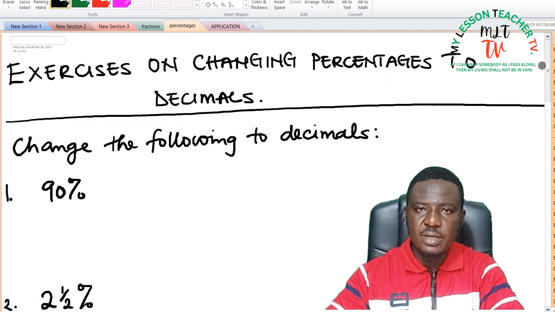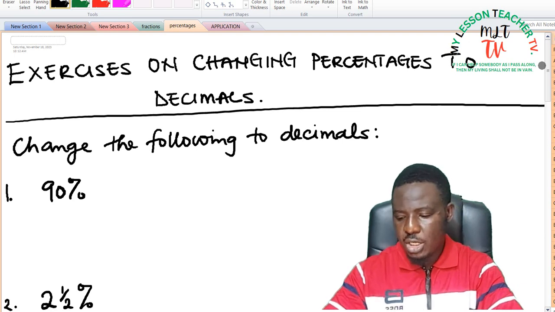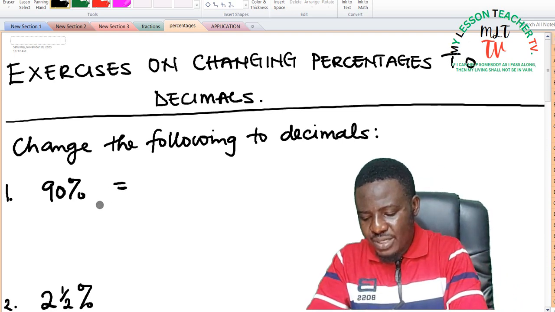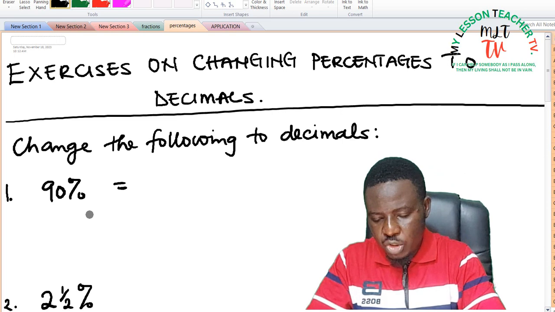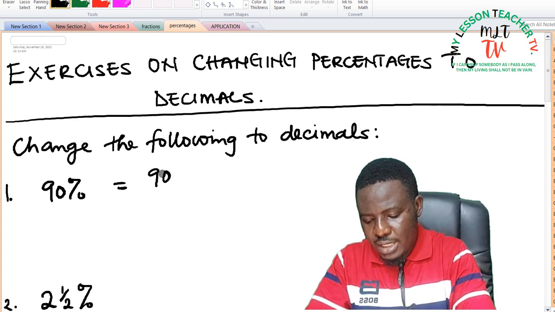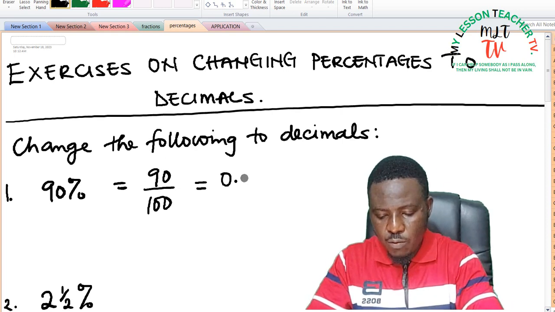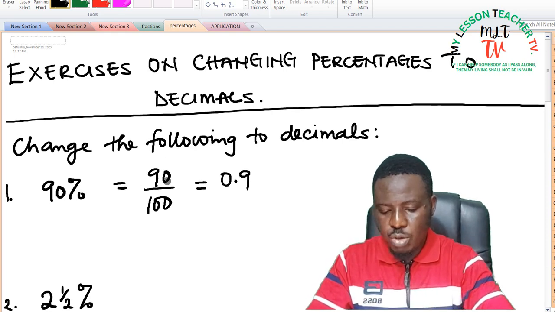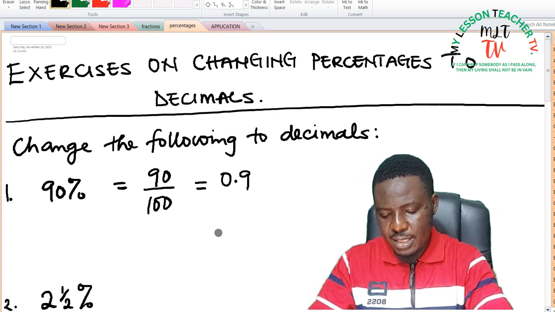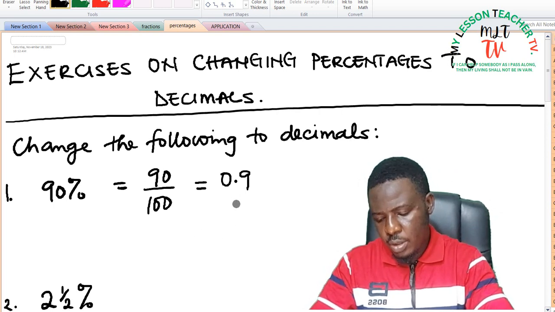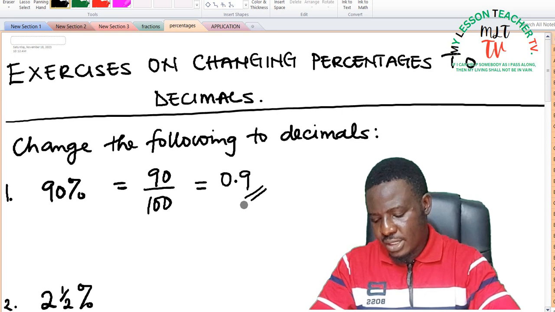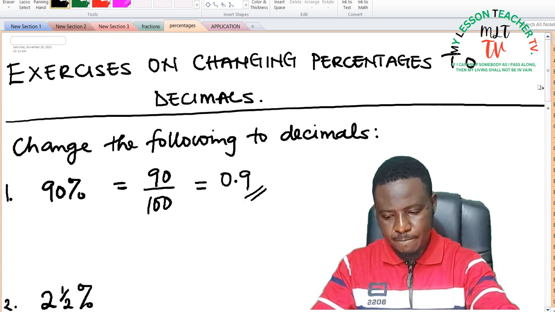In this exercise, we shall be changing percentages to decimals. So 90% we are asked to change to decimals is equal to 90 divided by 100, and this is equal to, when you move the decimal point 2 times, it gives you 0.90. You can do away with the last 0. So this is 0.9 as it is not significant.